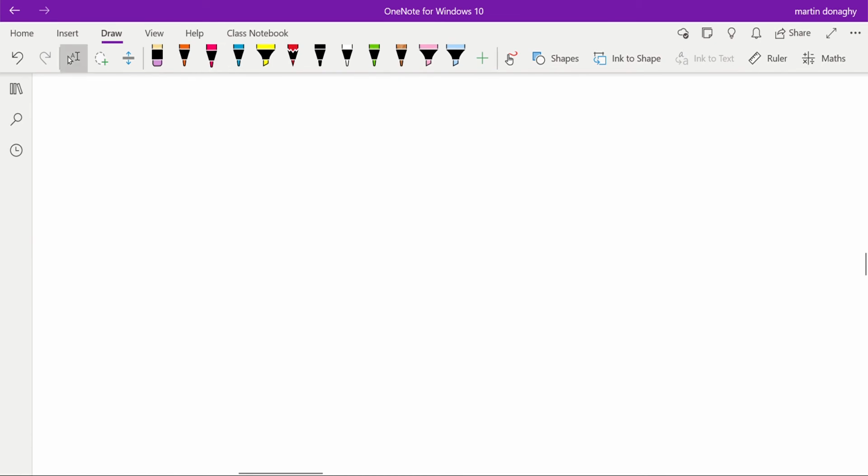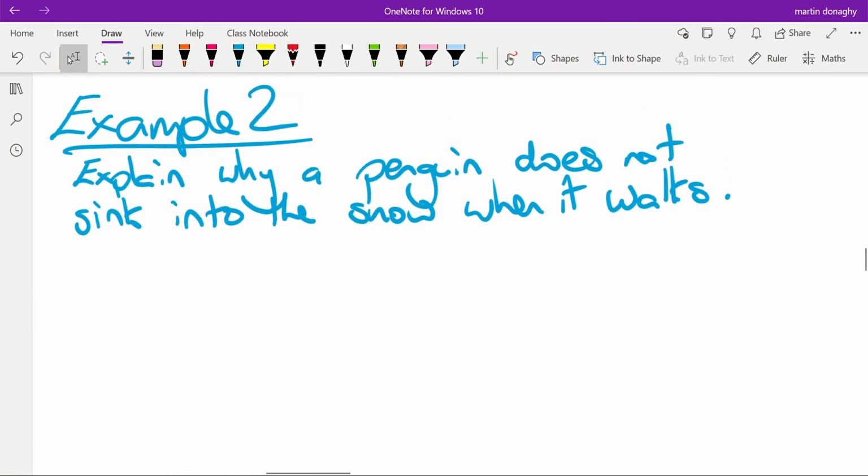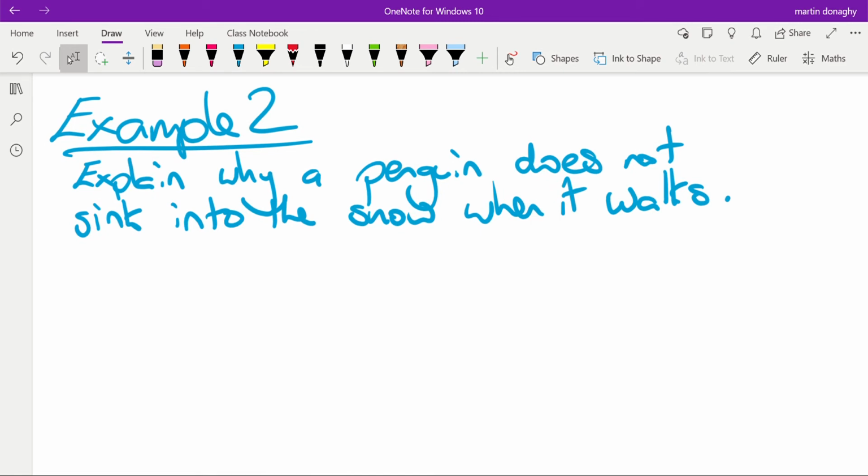Written answers about pressure we should be used to doing from year 10 as well. So example 2 says, explain why a penguin does not sink into the snow when it walks. If we start talking about sinking, we should be thinking about a pressure answer. And for pressure answers, we give a FAPSO answer. Okay, so the first thing we talk about, the F in FAPSO, is force. And it's the weight of the penguin. Remember, weight is a force measured in newtons.